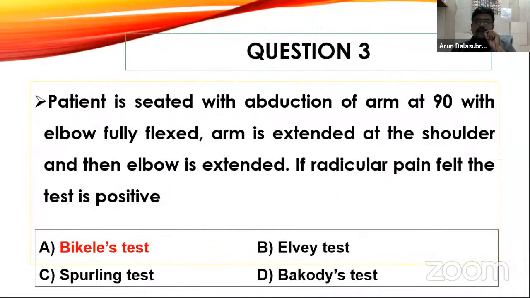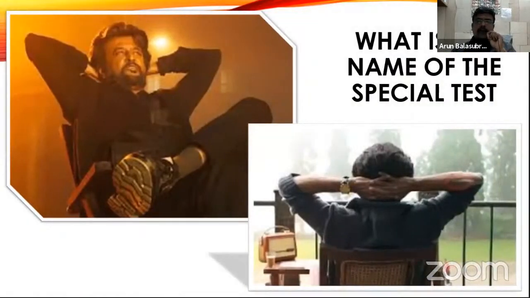So what is the upper limb tension test? Everyone knows that the upper limb tension test is to identify which nerve is involved in the cervical radiculopathy. Either it is the median nerve, radial nerve, or ulnar nerve, right? So you can do different positions to identify which nerve is involved and which nerve is injured because of that. So that's how this is one of the modifications of the upper limb tension test.